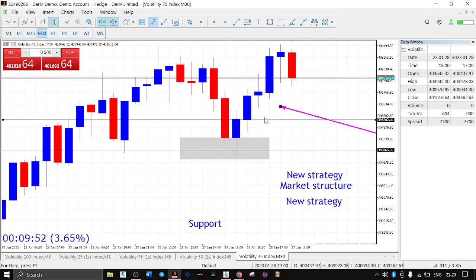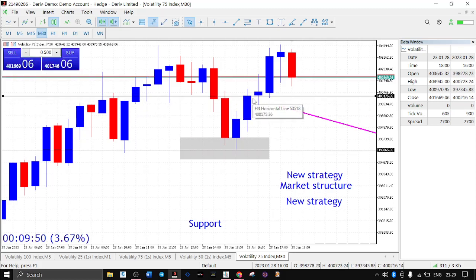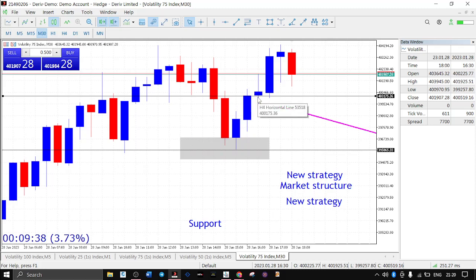Now when you enter a trade and you see that you're on the winning side, you can trail your stop loss. I hope everyone knows how to trail a stop loss. So yeah, you trail your stop loss above the entry point for a buy, but below the entry point for a sell. I hope that one is clear.